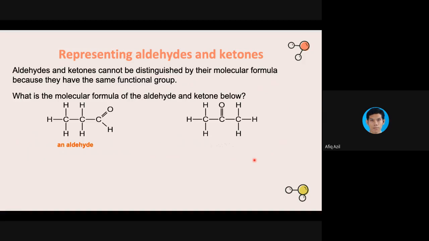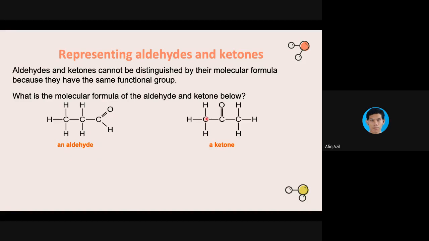So aldehydes and ketones cannot be distinguished by their molecular formula because they have the same functional group, meaning they may have the same chemical formula. Let's say for 3 carbons, for example, here we have an aldehyde and a ketone. What is the molecular formula for the aldehyde and ketone below? For the aldehyde over here, we count 1, 2, 3, 3 carbon. How many hydrogen? 1, 2, 3, 4, 5, and 6. So there is C3H6O, because there is only one oxygen.